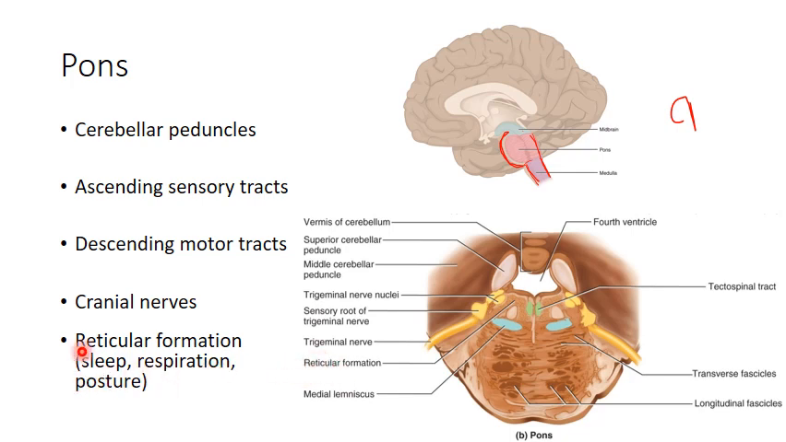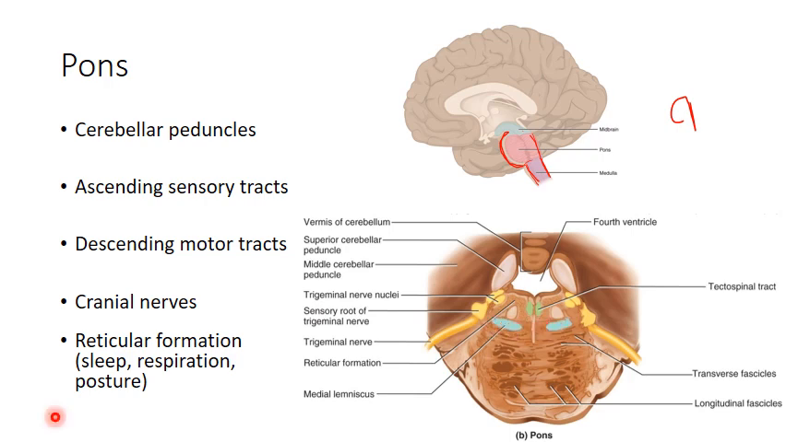Here, the reticular formation is going to be involved in sleep, respiration, and posture. So maybe different regions are going to assist in different things or different activities. We do still have the medial lemniscus. So again, it changes how it looks.